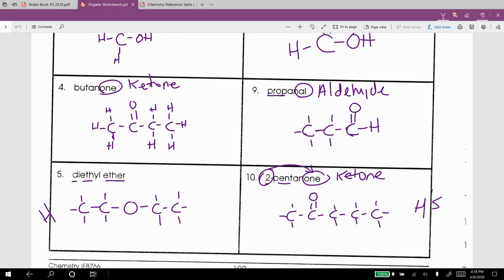All right, so hopefully you have a better understanding of what to do when you have to draw or name or identify organic functional groups.